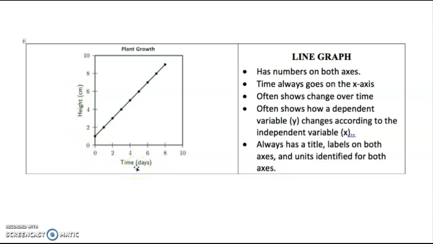Line graphs often show change over time, and they often show how a dependent variable changes according to an independent variable. So if you think back to the scientific method, we talked about independent and dependent variables, and they show up again in line graphs. Like all graphs, it's going to have a title. It's going to have labels on both axes so that when you read the graph, you know, oh, this is a graph showing us plant growth, and it's showing how height depends on time, how height changes with the time.